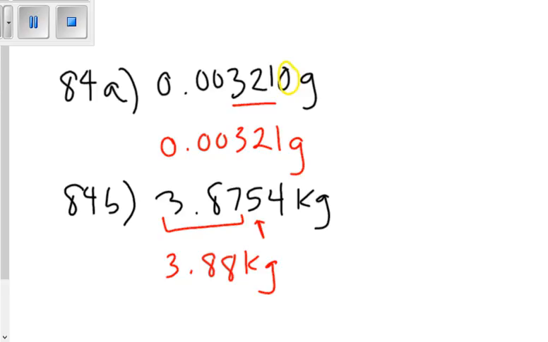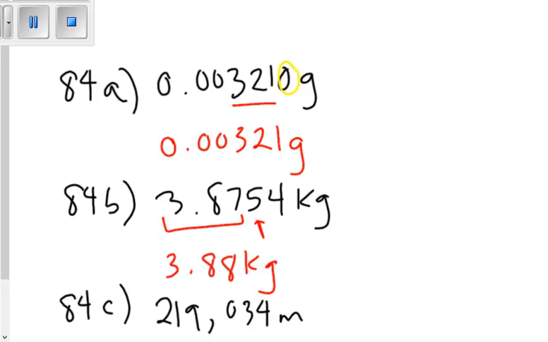And finally, 84C, we've got 219,034 meters, and we want to round that to 3 significant figures. So again, that's a 0 over there, so that's going to be 219,000 meters.